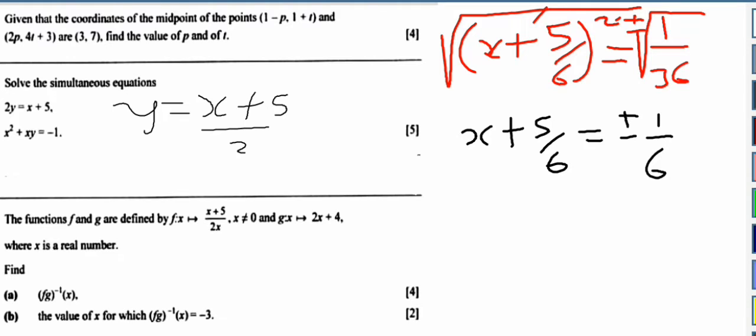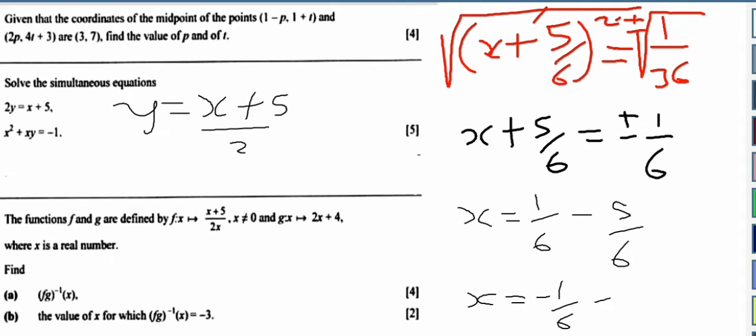So the first one is going to be x being equal to, so this one is going to cross the equal sign, and then it is going to change to a negative. So the first one is going to be for the positive answer. So we have 1/6, which is for the positive one, then minus 5/6. Then x is equal to negative 1/6 minus 5/6.